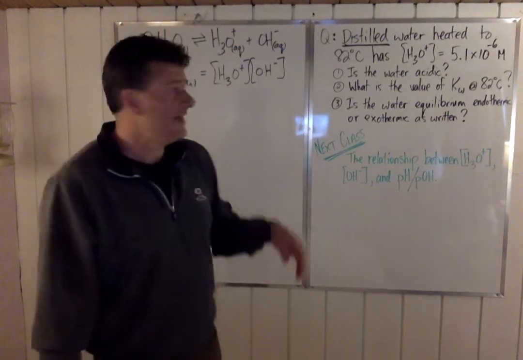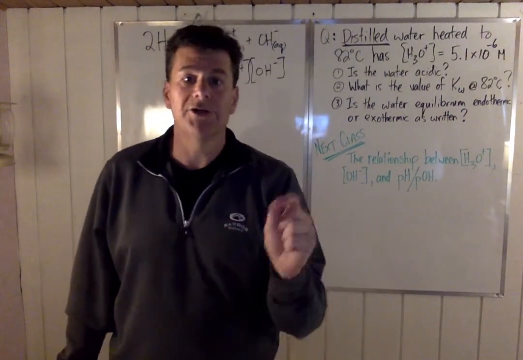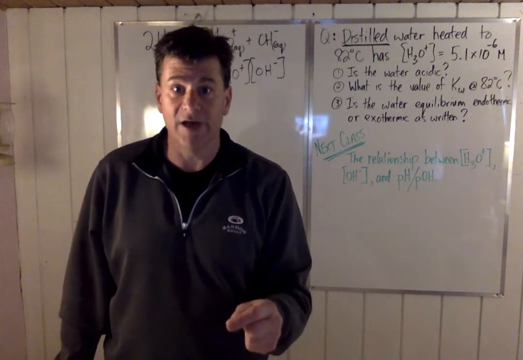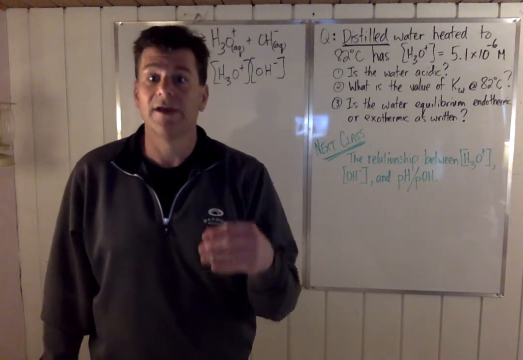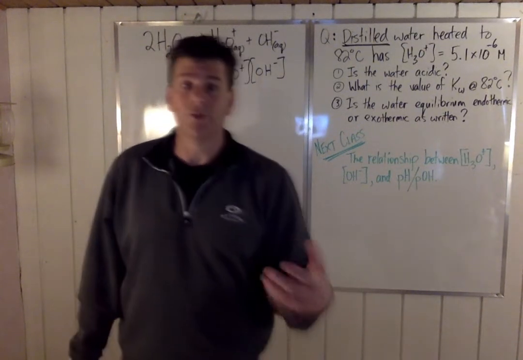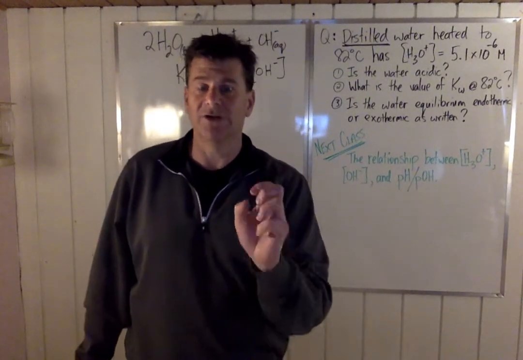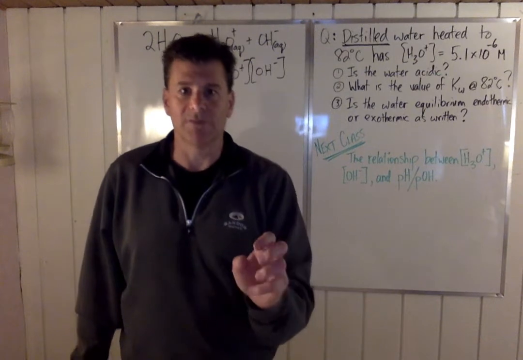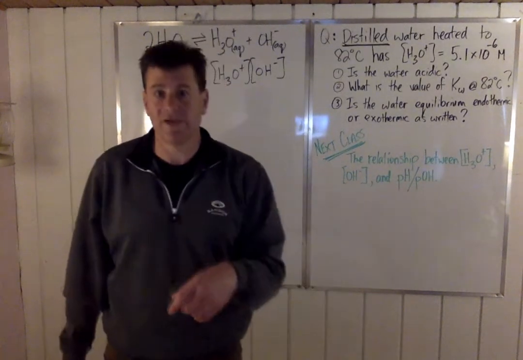Okay, so the answer to question number 1, is the water acidic? No. Hydronium and hydroxide are still the same value. They're both 5.1 times 10 to the negative 6. Therefore, it's still neutral. Okay, so the word distilled, it's going to be neutral, even if your hydronium is doing something that looks weird. Second question, what is the value of Kw?